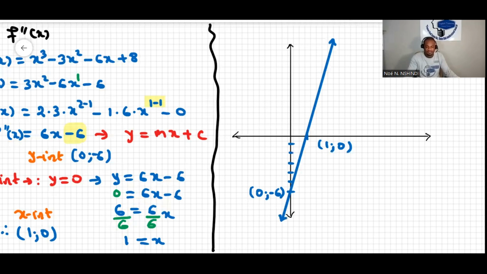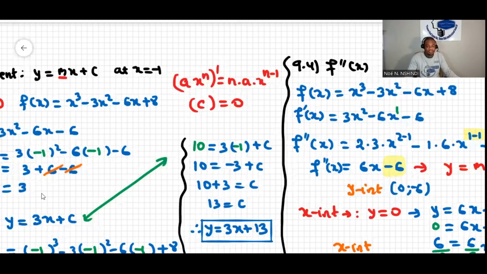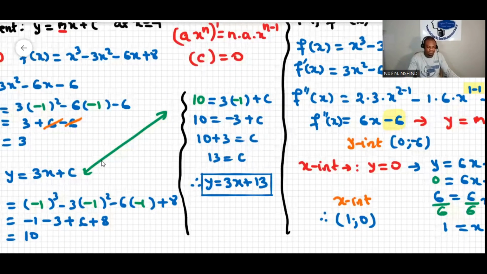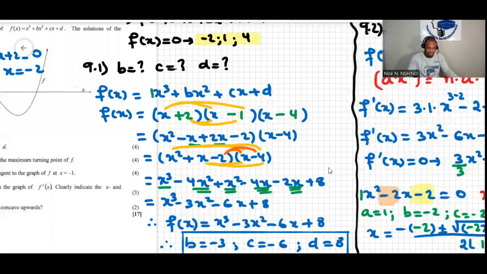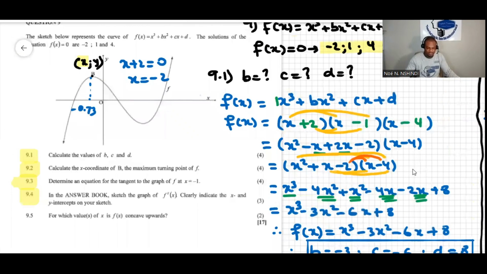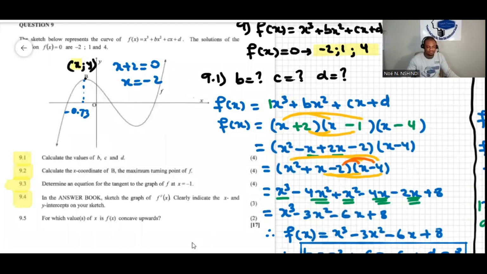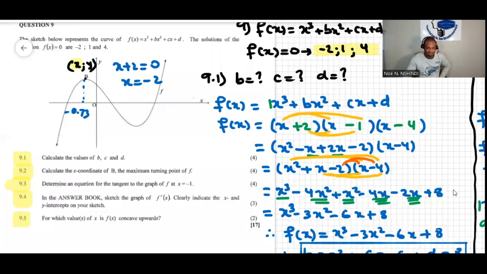And last, we have another question here, question 9.5, the last question. Let's see, what does it say? The question says: for which values of x is f of x concave upwards?